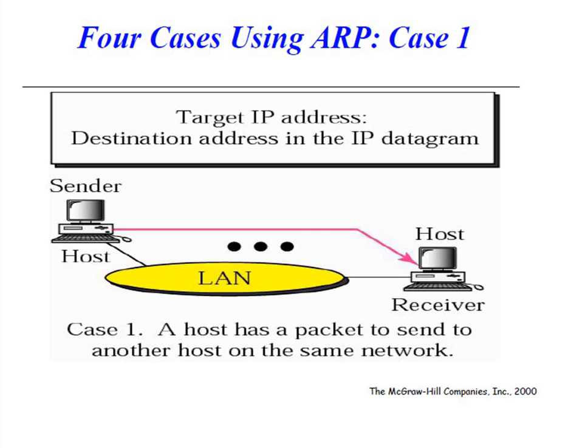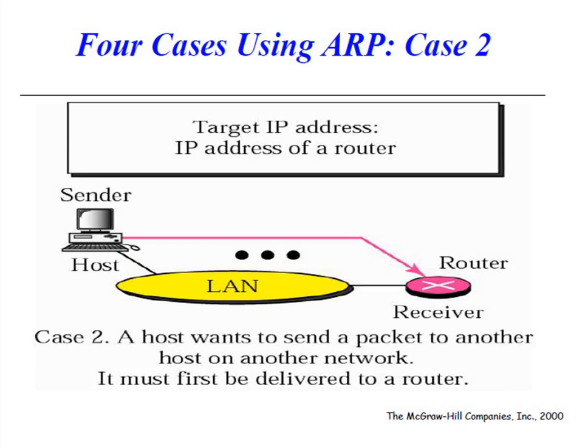In the first case, both the hosts are in the same network. So the IP datagram is simply sent to the destination, the request is sent and the information is carried out. The second case is where the host is sending the data to the router. In that case the host will send a request to the router, and the router will send its hardware address to the host, and the frame is transmitted. So this is the second case.